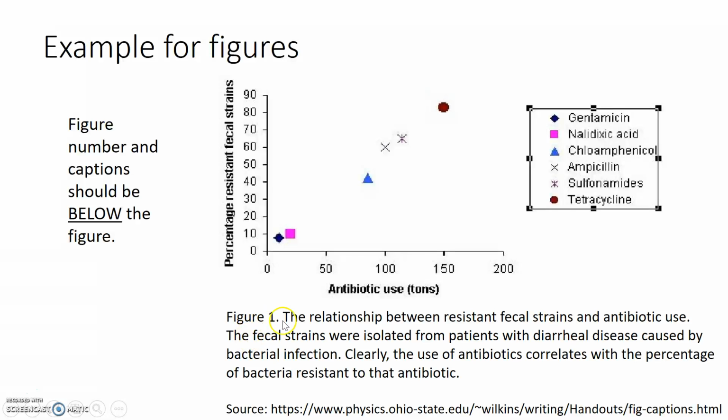In this case, you are looking at the relationship between resistant fecal strain and antibiotic use. That is the title, followed by the caption. The fecal strain were isolated from patients with diarrheal disease caused by bacterial infection. Clearly, the use of antibiotic correlates with the percentage of bacteria resistant to that antibiotic. So it actually explains the trend that is being shown in this particular figure.